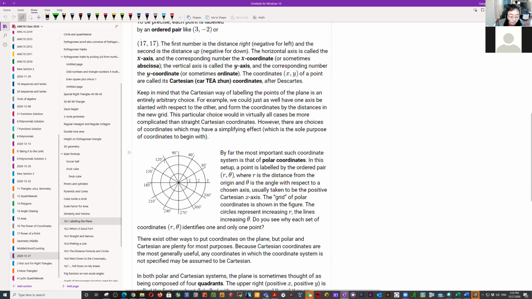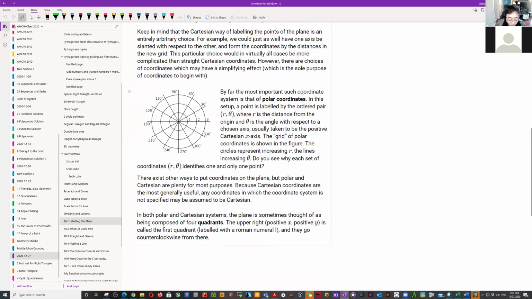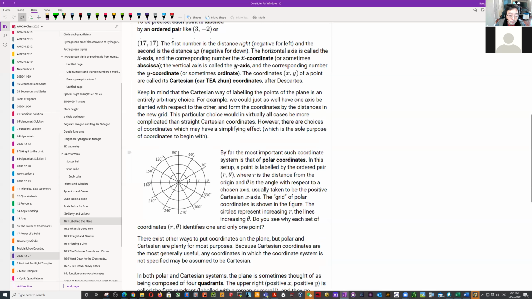So for example, this place is 1 and 240 degrees. Or you can say 1, 2 pi divided by 3. Actually, it is 4 pi divided by 3. So basically, these are the 2 ways of doing the coordinate system.